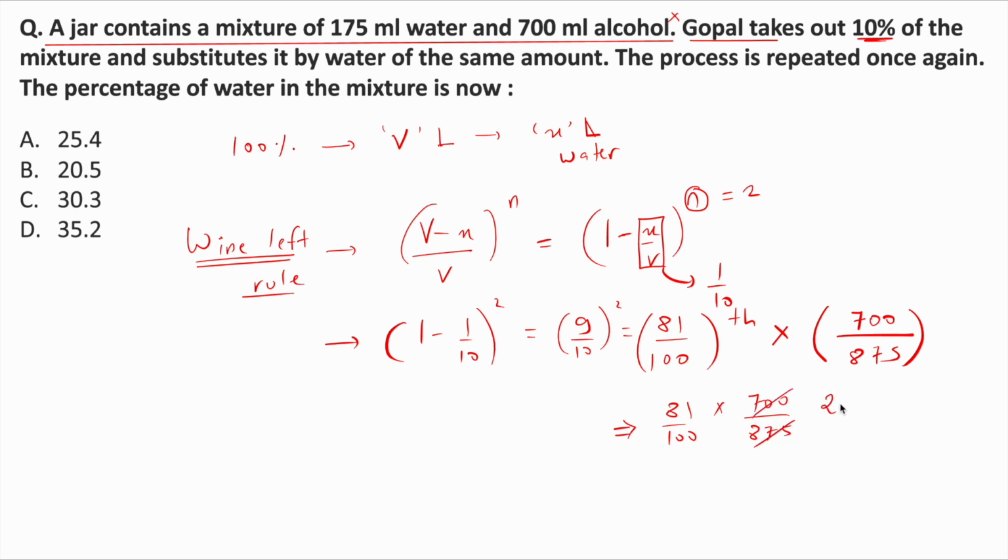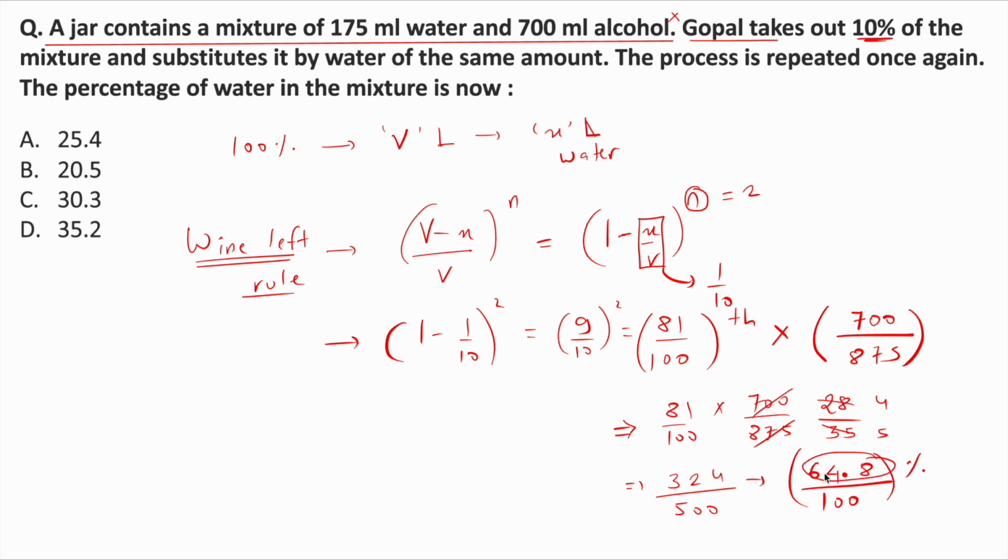25 2s are 50 and 25 8s are 200, and 25 3s are 75, 5s are 125. Again 7 gone, so 4 and 5. Eventually I'm left with 81 into 4 upon 5. That's basically 324 upon 500. And this makes it 64.8 divided by 100. So the content of alcohol finally is 64.8%.